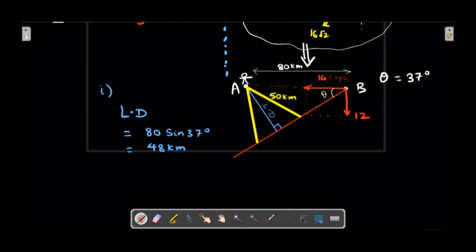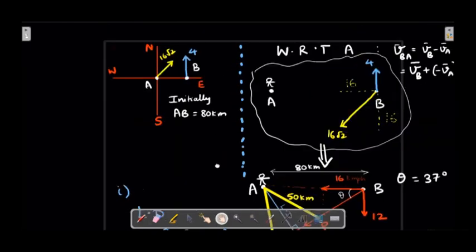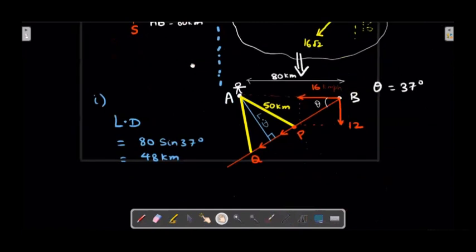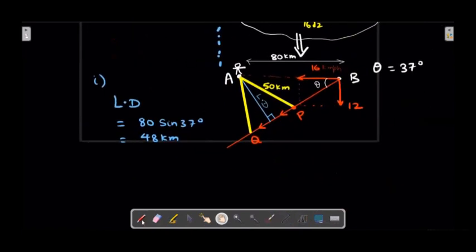Which means from a point here, which is let's say P, and from a point here Q, for this length PQ, I think the ships will be in communication, because at any position between P and Q, the distance will be less than 50 kilometers, which was responsible for the communication in the question. Okay, right? So they will start communicating at P and they will stop communicating at Q.